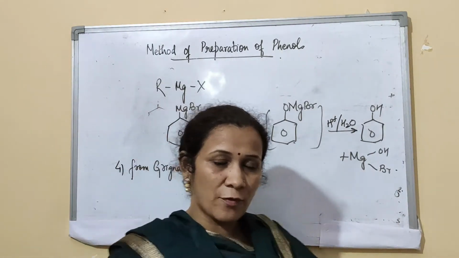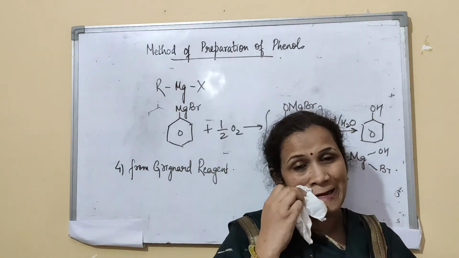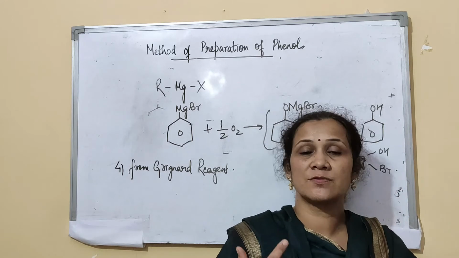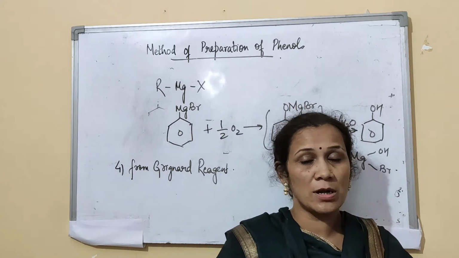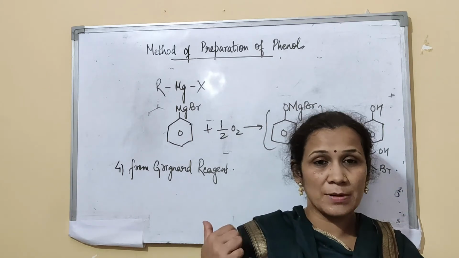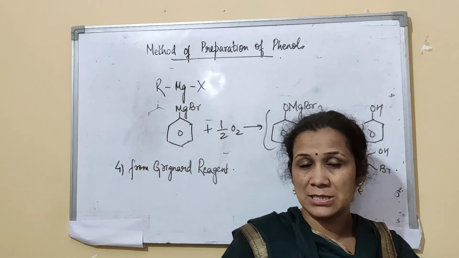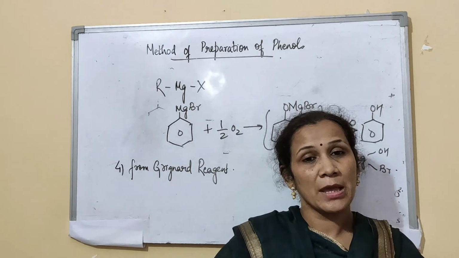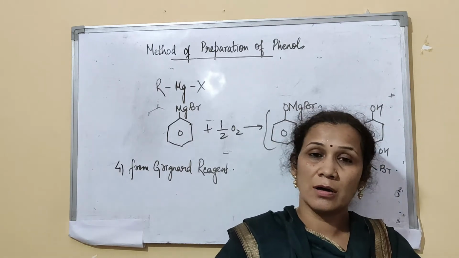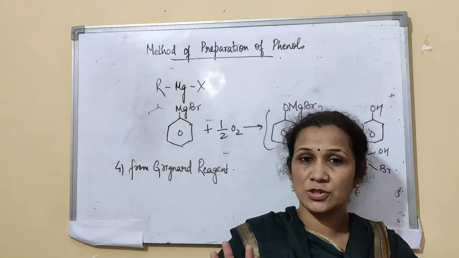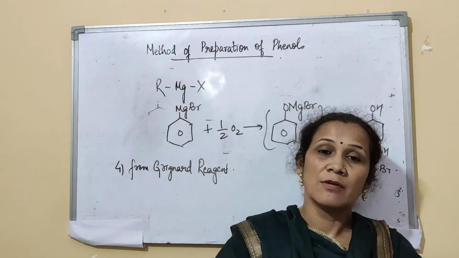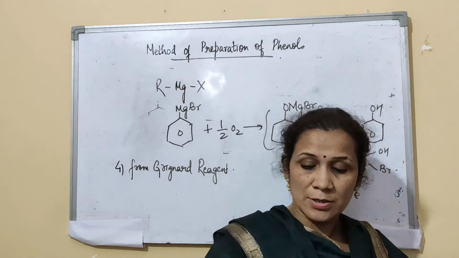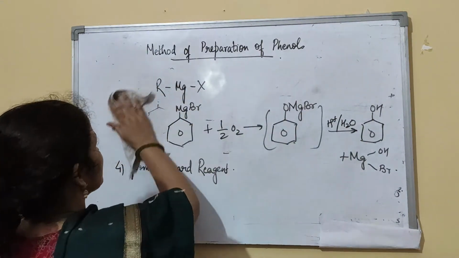So we discussed 4 methods of preparing phenols. The first was from benzene. The second one is from benzene diazonium salt. The third one is from decarboxylation of salicylic acid or salicylate salt. And the fourth one is from Grignard reagent. So these are the 4 important preparations of phenols. We are moving on to the commercial method of preparing phenol. So there are 2 methods.